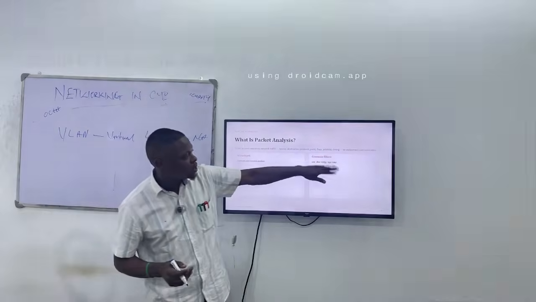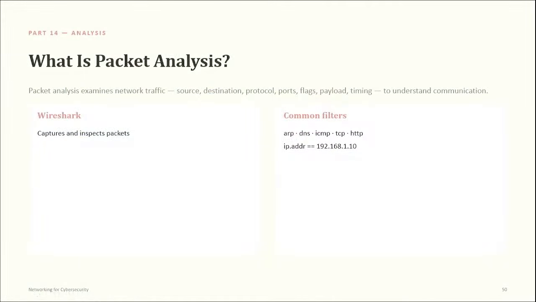The common filters we have are ARP, which is Address Resolution Protocol, DNS, ICMP, which is Internet Control Message Protocol, and TCP, HTTP, and IP addresses like 192 and all that. So this is what you filter, like a common filter. Is it clear? All right?